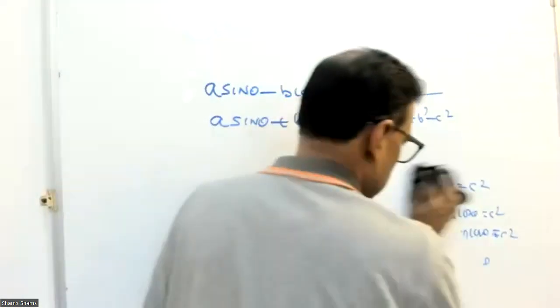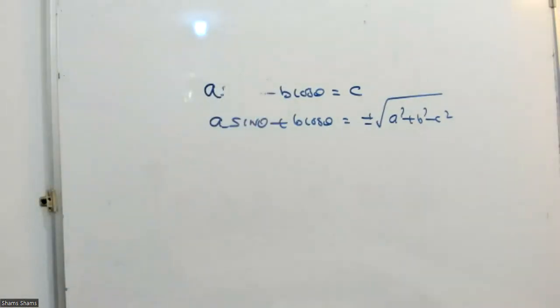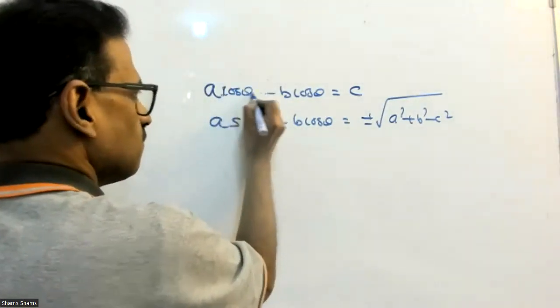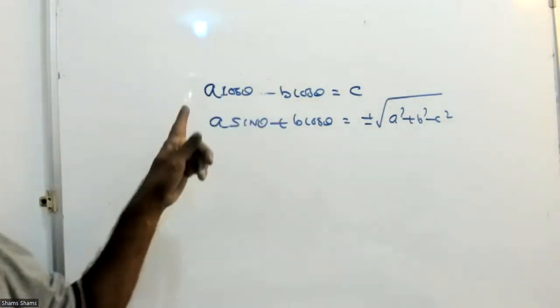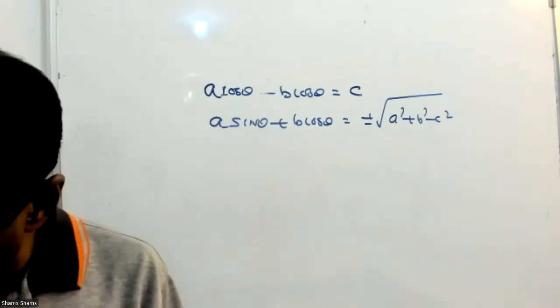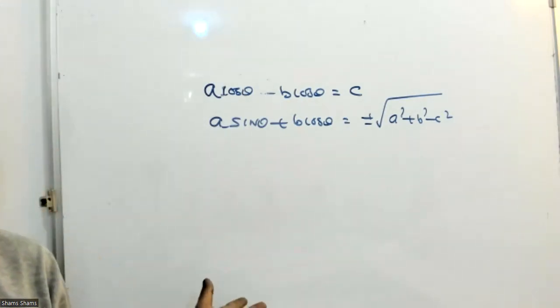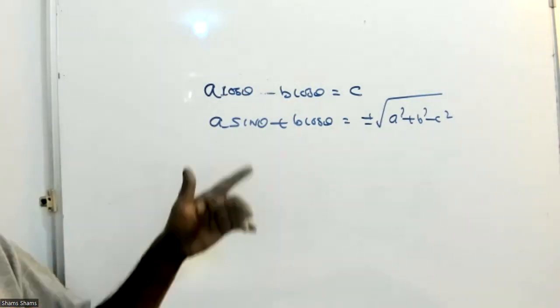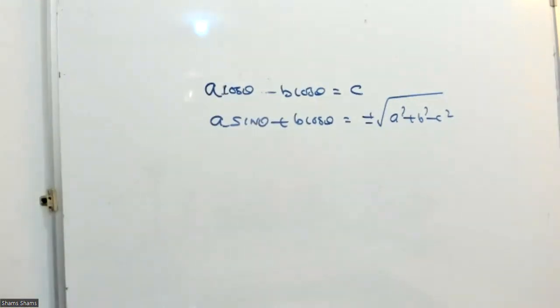Let me change the question. A cos theta minus B sin theta equals C. Prove that A sin theta plus B cos theta equals plus or minus root of A square plus B square minus C square. Same idea only. What I did is just squaring, changing cos square, changing sine square, and taking it to the other side, you will get the answer. Try it out. Idea same.